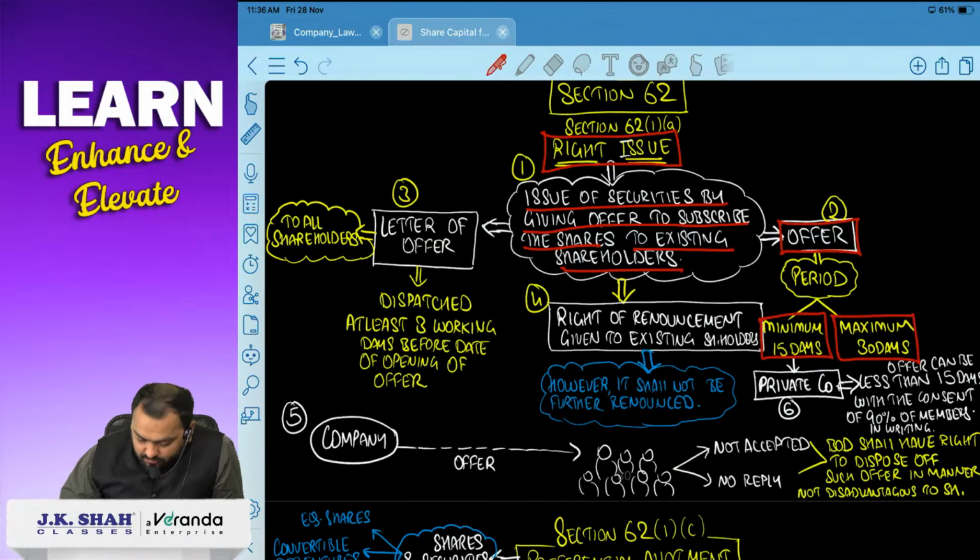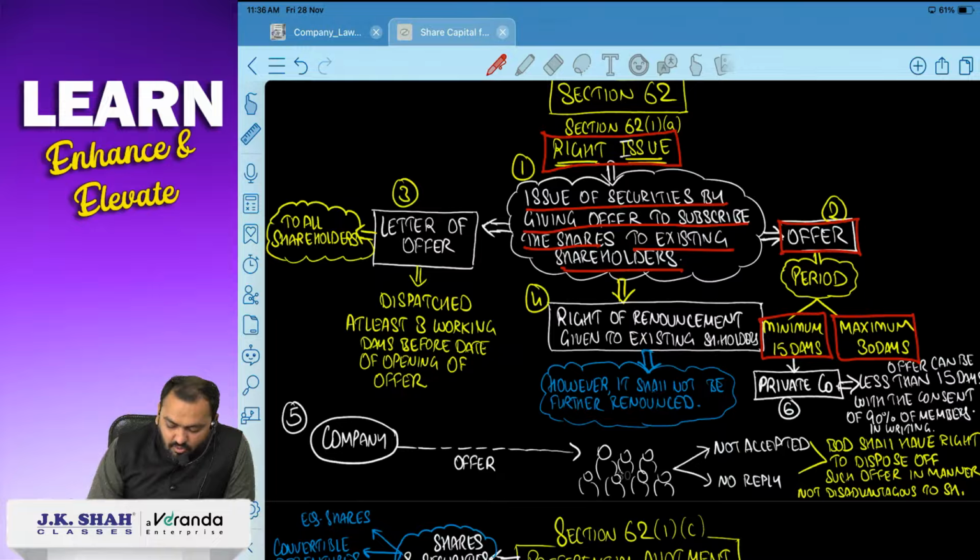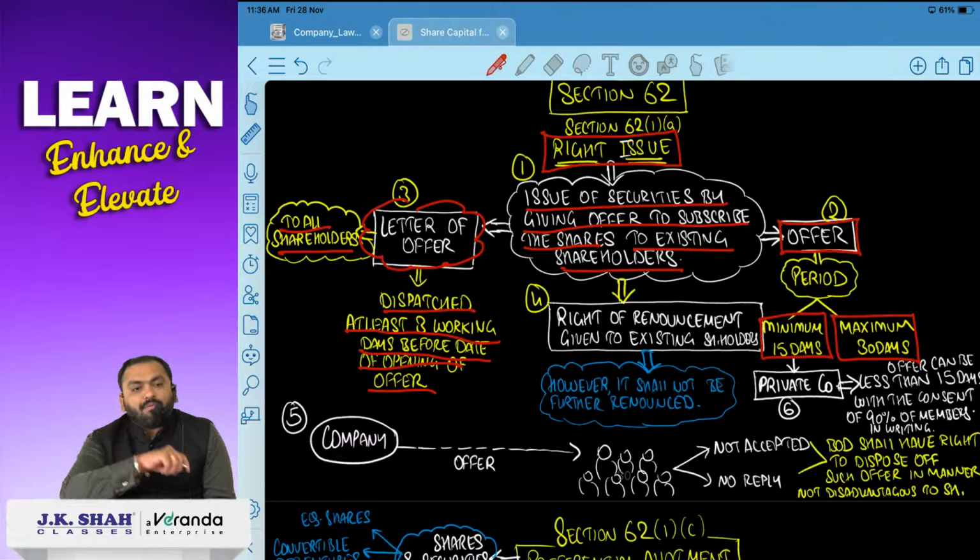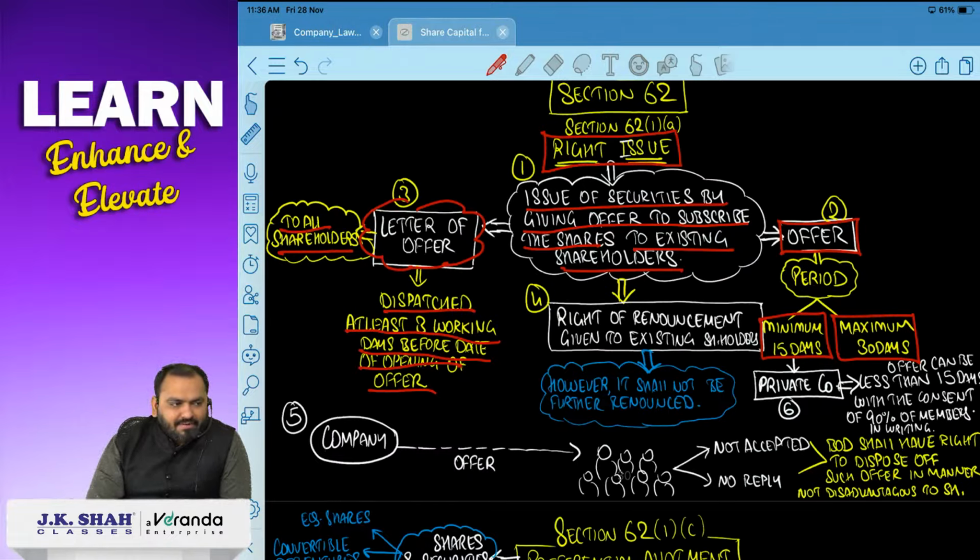Okay, now point number 3. Now again here we are making offer not to the public but to the existing members. Therefore we are not going to issue prospectus. We are going to issue what? Letter of offer. So letter of offer shall be sent to all the members of the company, right? And it shall be dispatched at least 3 working days before the opening day of the offer.